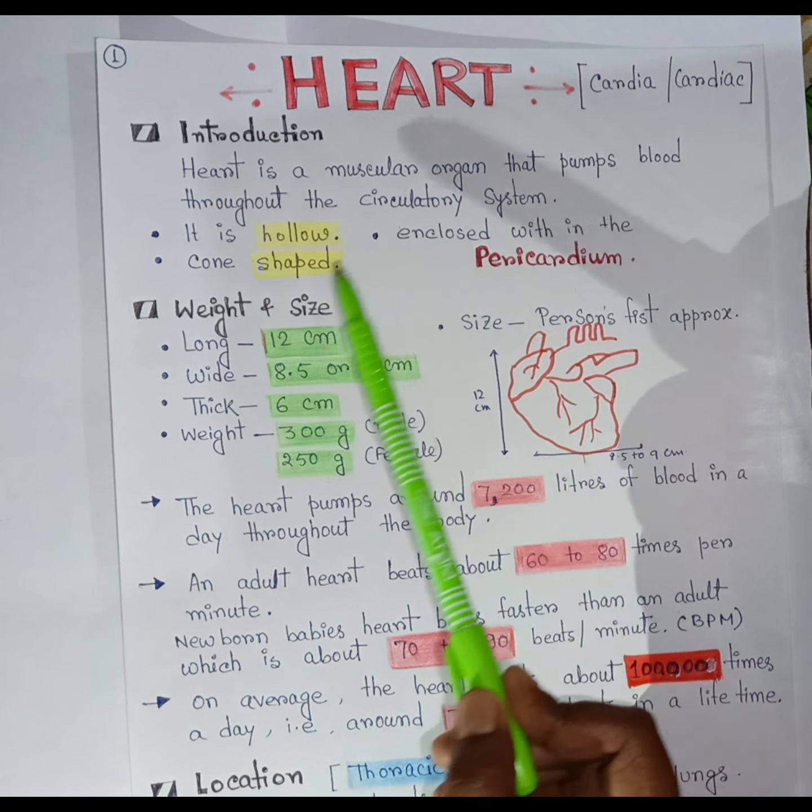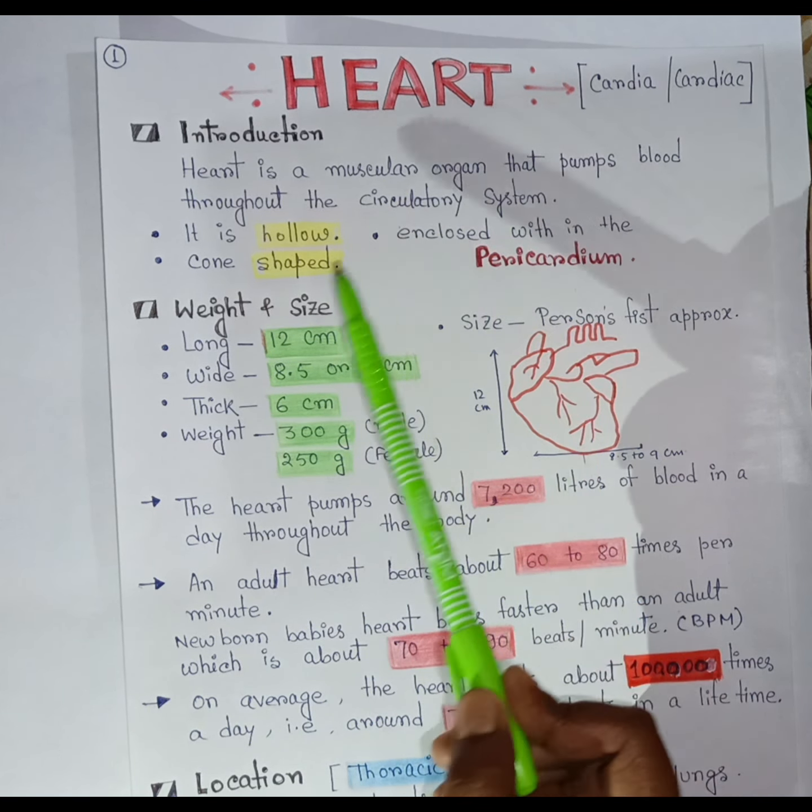There is a similar valve on the left side located between the left ventricle and aorta. This valve is known as the aortic valve. It is also a semilunar valve. The function of the aortic valve is to prevent backflow of blood into the left ventricle.